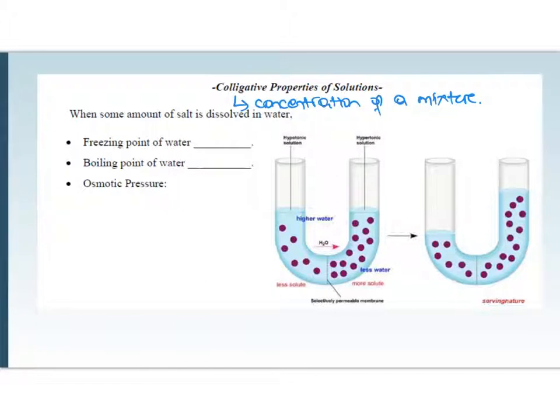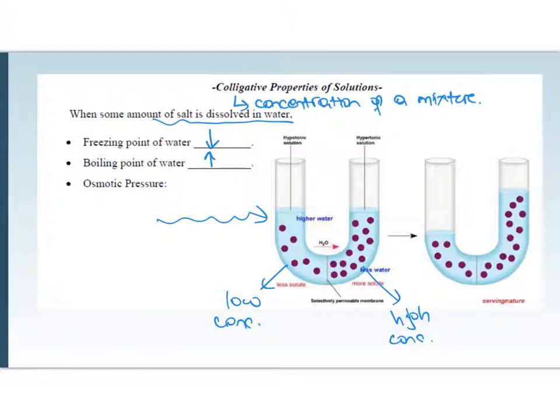For example, when you add some amount of salt into pure water, the freezing point of the water decreases while the boiling point of the water increases. And you have another event called osmosis. Now this is the osmosis event. This is the part with low concentration. This is the part with high concentration.